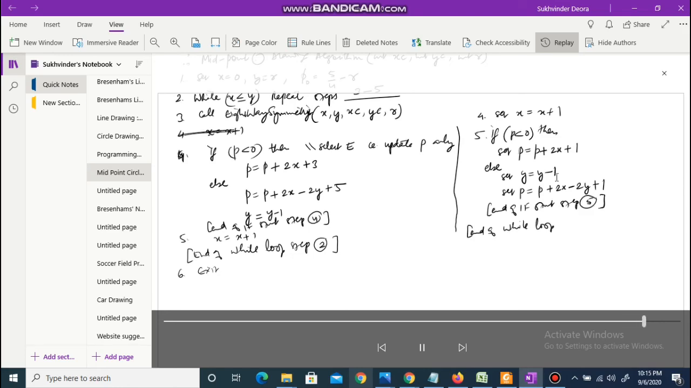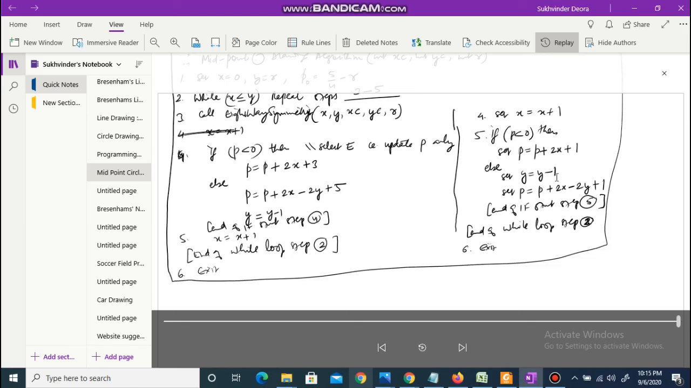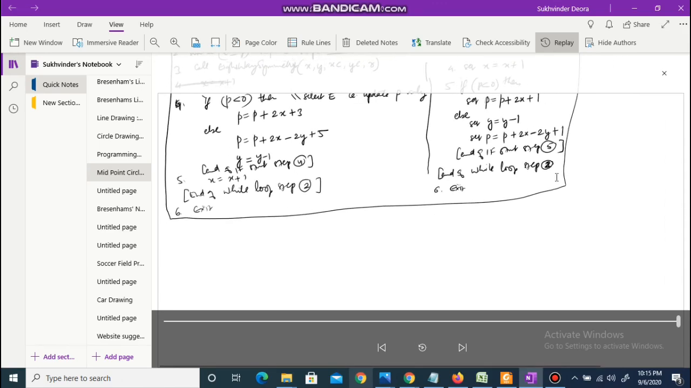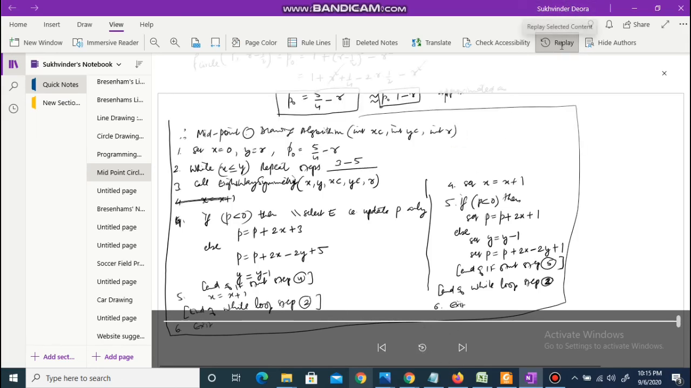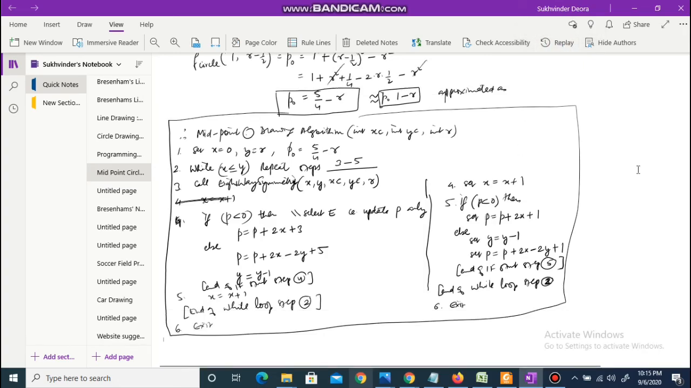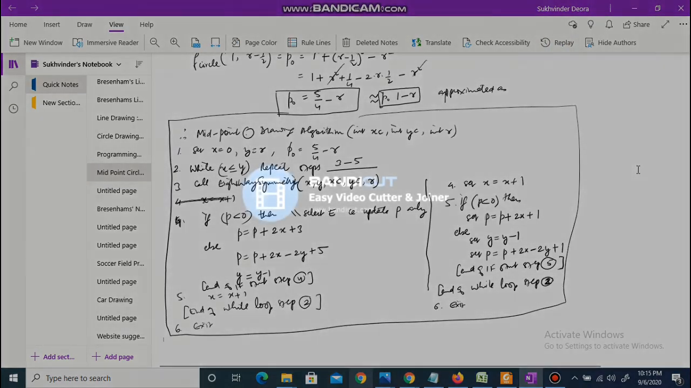On the other hand, if you see the right hand side of the algorithm, you will find those values which will be used only after the updation of x and y components. So if you update the x and y components, you will have x equal to x plus 1 in step number 4, and step number 5 will be: if p is less than 0, then set p equal to p plus 2x plus 1, else y is equal to y minus 1, and the updated value of p. So in this way you get the entire midpoint circle drawing algorithm.